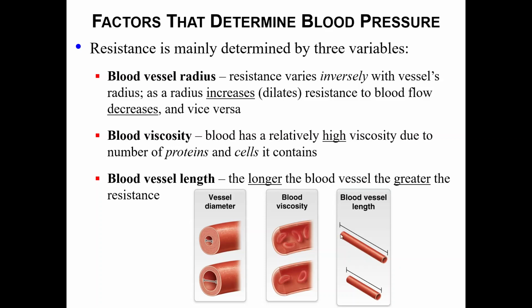But if you are sending blood through a longer vessel, it would have a greater peripheral resistance and therefore a greater blood pressure compared to a shorter blood vessel. So these three things ultimately affect your peripheral resistance. And remember, if your peripheral resistance goes up, your blood pressure goes up.